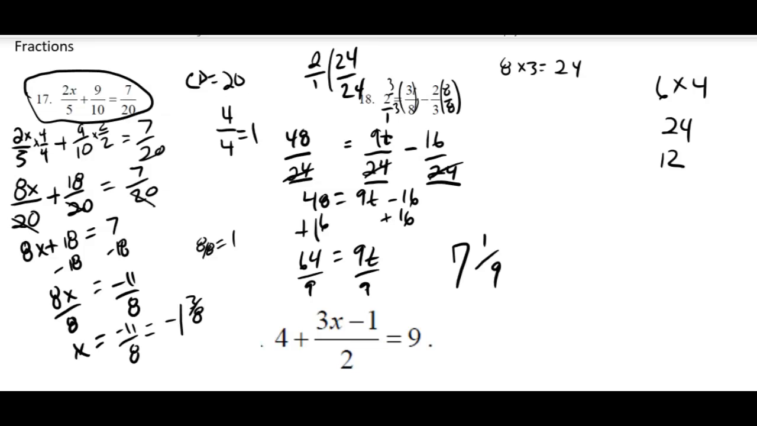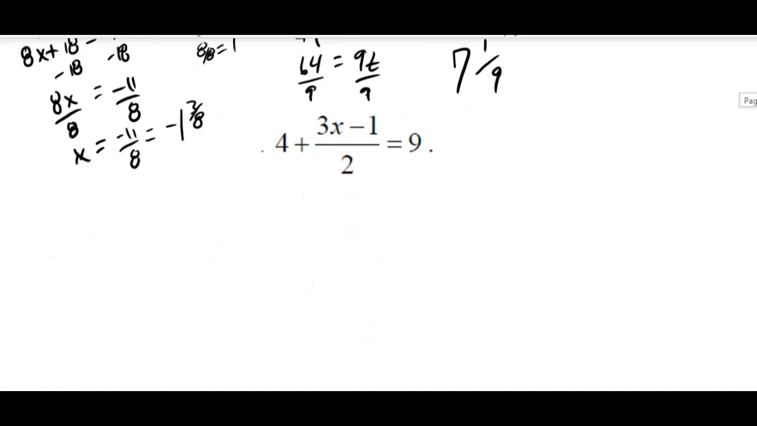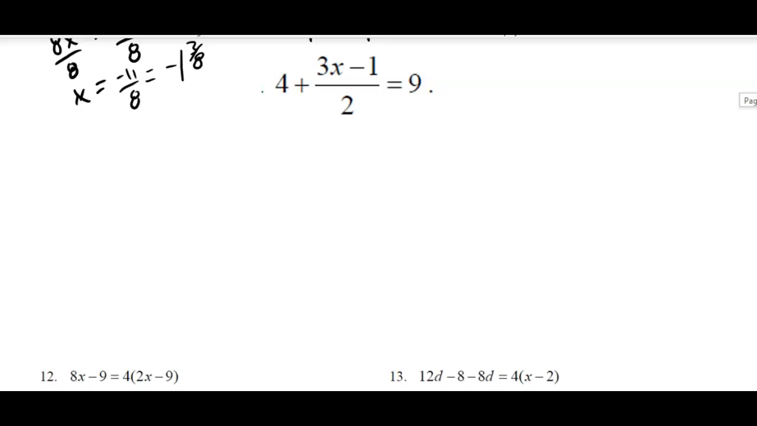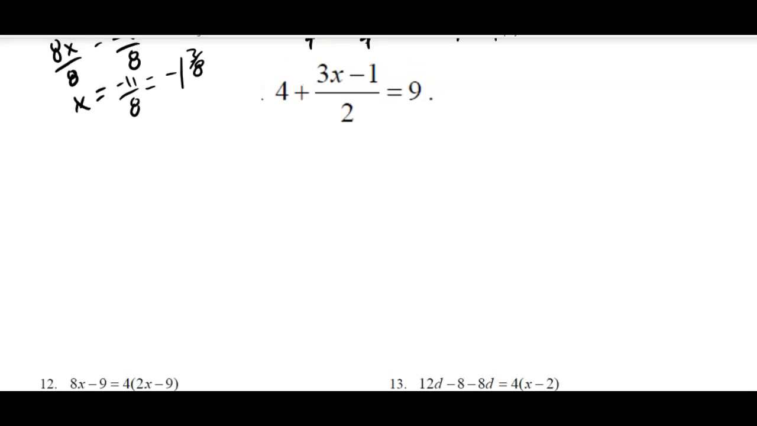Okay. Moving down. It's one of these ones where you got to figure out, here's a fraction, but we don't really have to clear this fraction. Okay. Here's how I would do this problem. First of all, I would subtract 4. Okay. Because when I do that, now I'm left with 3x minus 1 divided by 2 equals 5. Okay. So I do that. And then now I can multiply both sides by 2. And that leaves me 3x minus 1 equals 10.